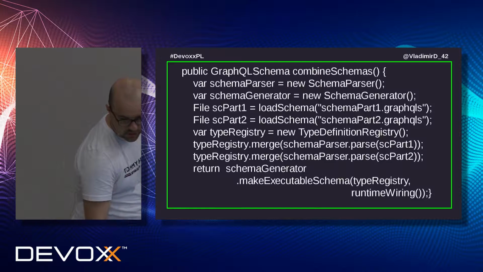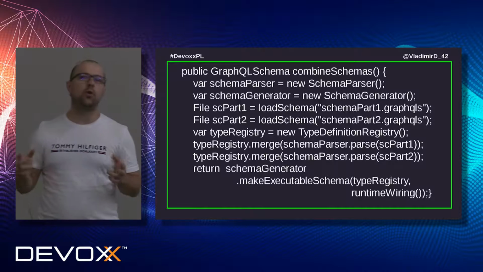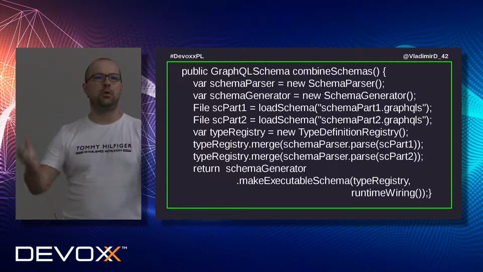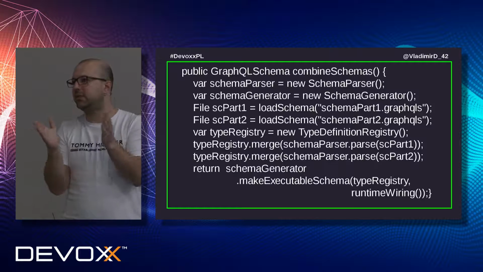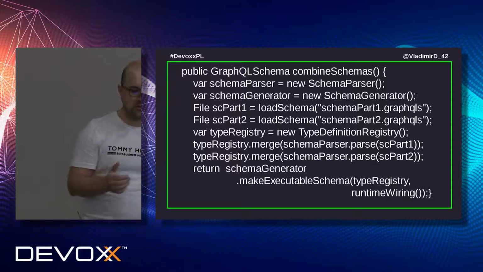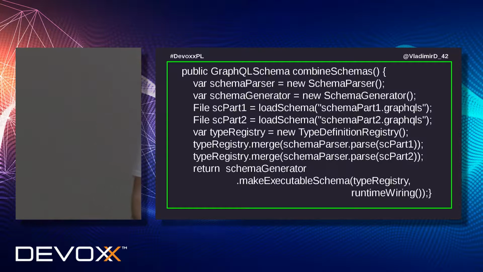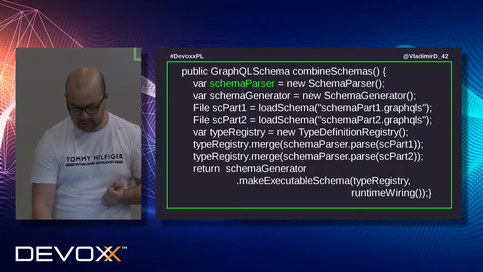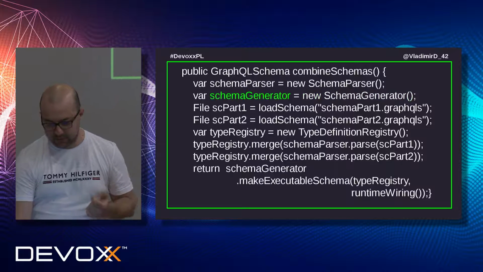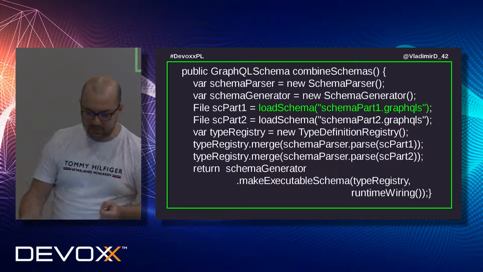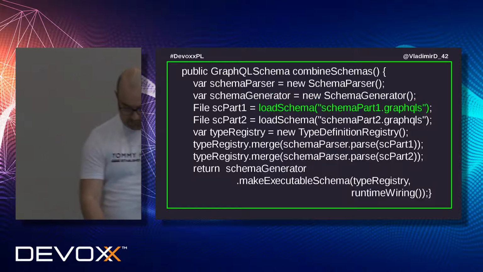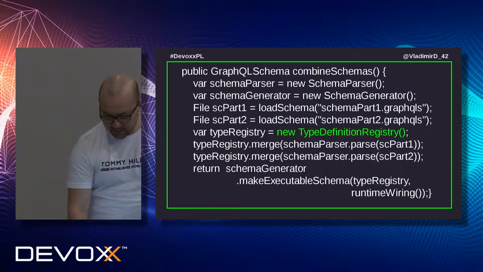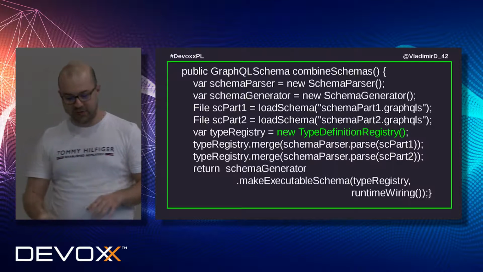One way you can do it, a normal approach especially in the JavaScript community, is that you just open multiple schemas and combine them, because they're just strings, and then pass them to the server. We can also do a similar thing in our Java code. So we say, okay, new schema parser, and then schema generator, just put it there for now. And we say load schema, we load the first part, put it in a file, load the second schema, put it in a file. Then we say type definition registry.